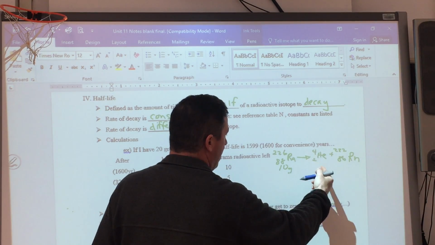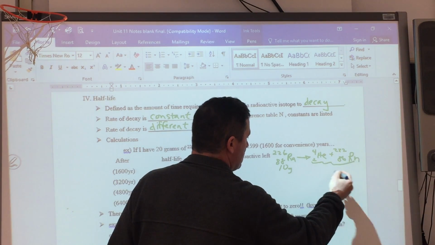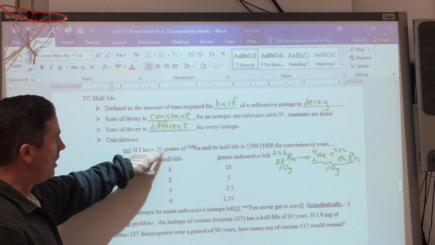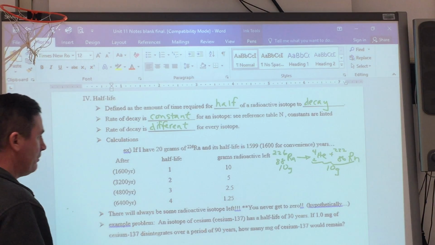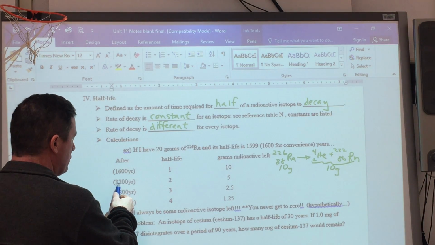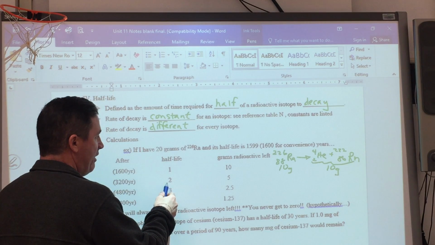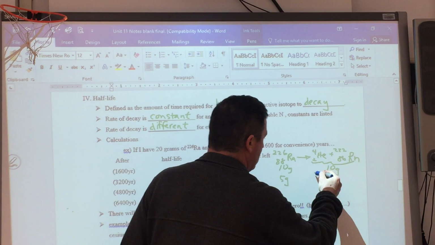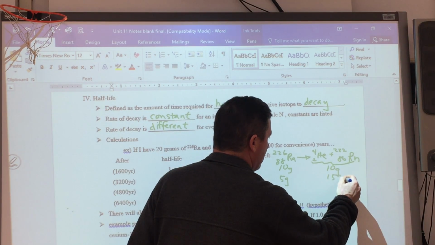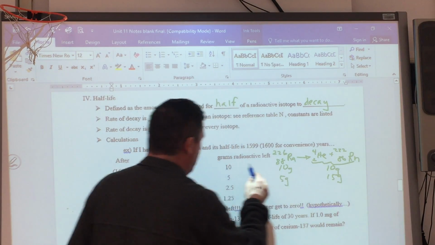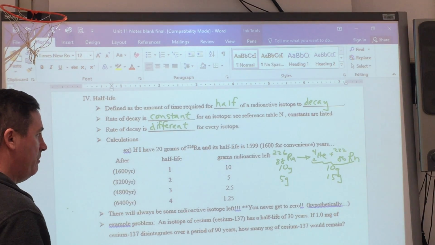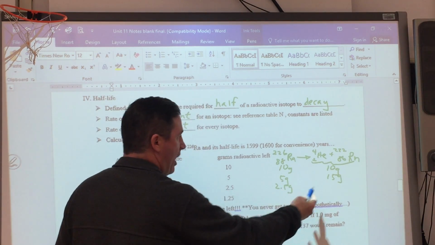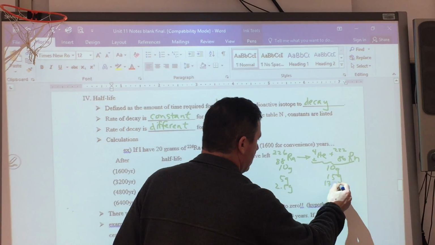So this is going to have some mass, but together these things will have a mass of 10 grams because I can't lose any mass. I start with 20, I still have to have 20 total. How about another 1600 years, 3200? So that's my second half-life. Now I'm ending with 5 grams of radium, and the total here has to be 15 grams. Why? Because this total has to equal this total. Okay? Another one, 2.5 grams. How much is going to be here? 17.5 grams.